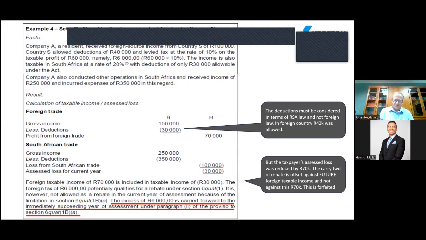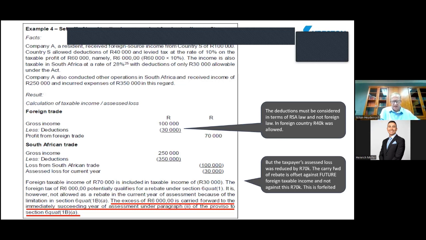In the next year, when you calculate the limitation, you can only take into account, because tax is an annual event, the foreign trade income in the next year. You can't then go and backtrack and add the 70,000 Rand in. You lose that 70,000 Rand forever. So you often get that, you have foreign sourced income, you have South African losses.